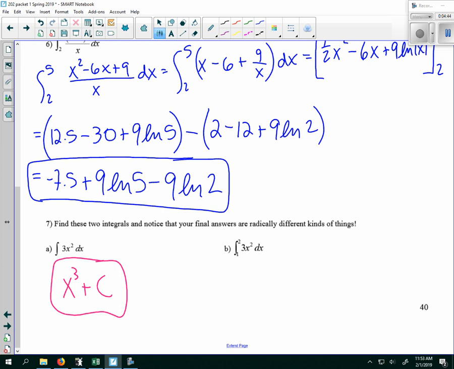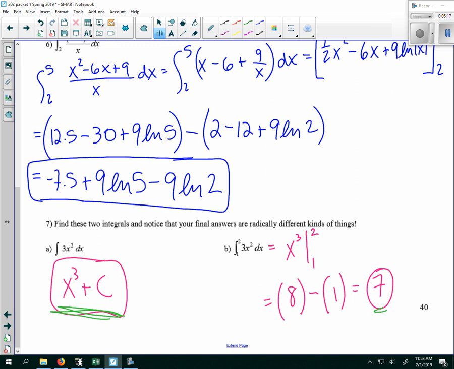Now part B is a definite integral. It has bounds, so it does involve taking an antiderivative, x cubed, but then we have to evaluate that antiderivative from 1 to 2. So first I plug in a 2, 2 cubed is 8. Then I plug in a 1, 1 cubed is 1, and I get 7. So these questions look similar, but their answers are drastically different. Over here, for the indefinite integral, my answer is a family of functions. And the answer for my definite integral is a number, representing the area under the curve 3x squared between x equals 1 and x equals 2.